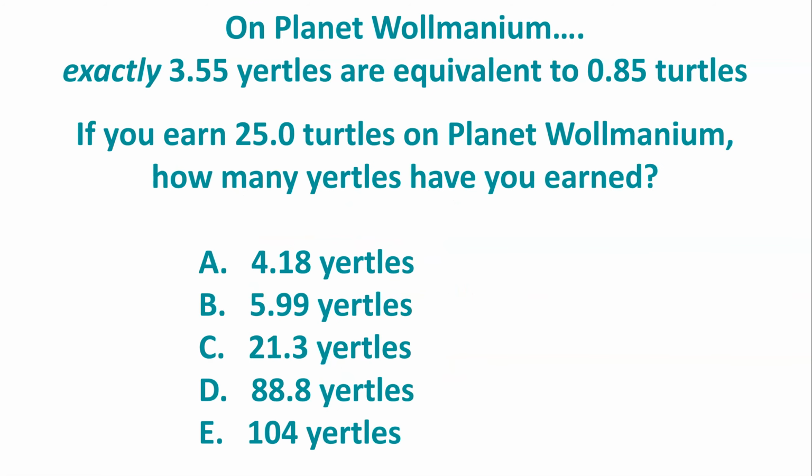Okay, here's one that's going to require a little tiny calculation. So on planet Wilmanium, exactly, that means by definition, 3.55 yurtles are equivalent to 0.85 turtles. So here's your question. Given that information, if you earn 25.0 turtles on planet Wilmanium, how many yurtles have you earned?